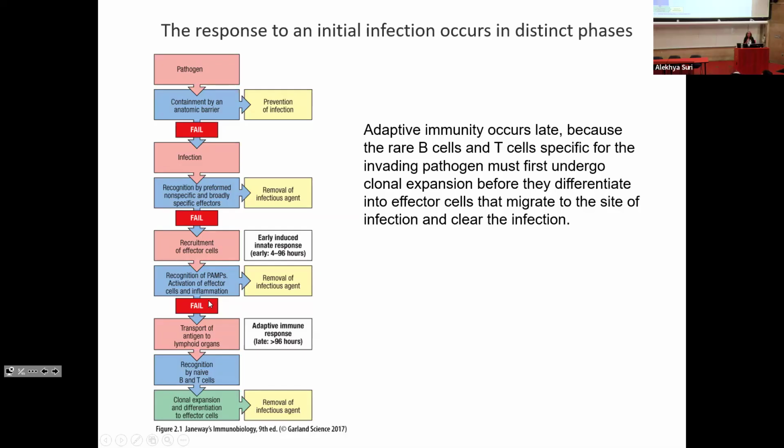But if all this fails, the host has what's called the adaptive immune response that then comes into play. The adaptive immune response is very specific to a pathogen. The innate response would be the same whether you had bacteria A or bacteria B, or a virus. There could be some differences in the effector molecules, but they don't specifically recognize various pathogens. The uniqueness of the adaptive immune system is that it recognizes a pathogen specifically. If you have made an adaptive immune response to pathogen A, it will not recognize pathogen B. It's very specific to an infecting organism.